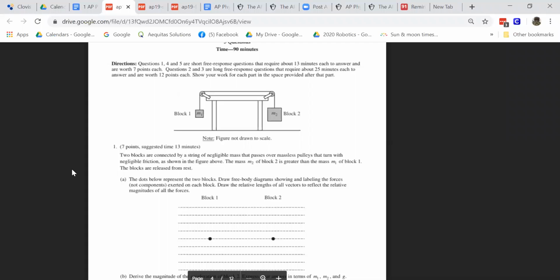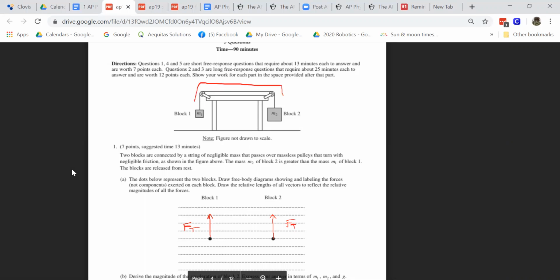Okay, so we have this string here, right? We've got tension in that string, and the tension is the same everywhere in that string. Now, here's the trick to this. M1 is going to have a tension force pulling up on it, and I'll just draw it like that. And we'll call that F sub T for tension force. Now, block 2 has the same tension force, right? Because those are massless pulleys, and all they do is change the direction of the tension force in the string. They don't change what that tension force is. So you got to draw these, but they have to be the same length.